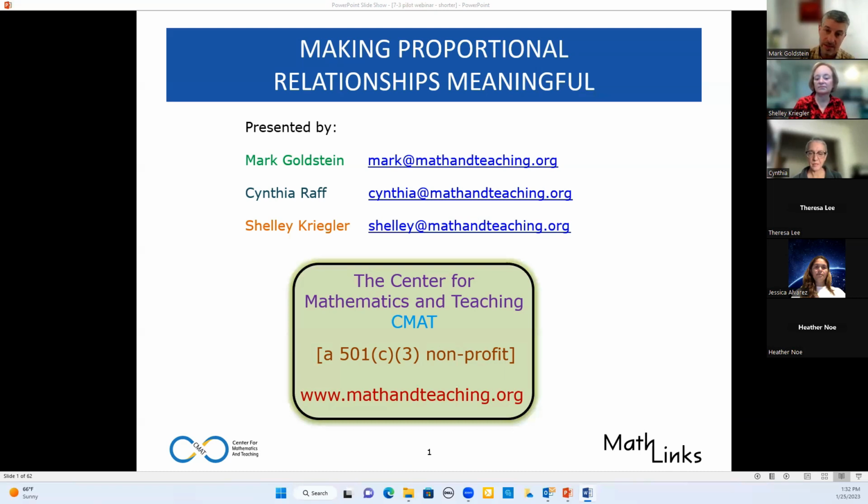We worked together in the math department at UCLA for about a decade, and then about 12 years ago, almost 13, we left the university to form CMAT.